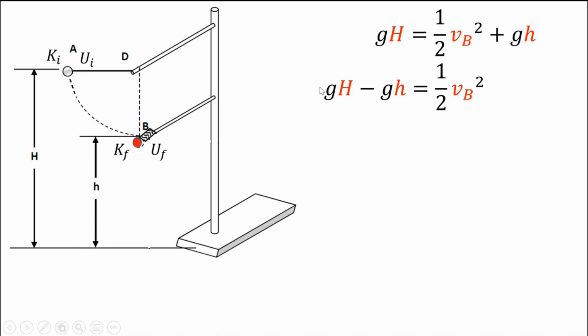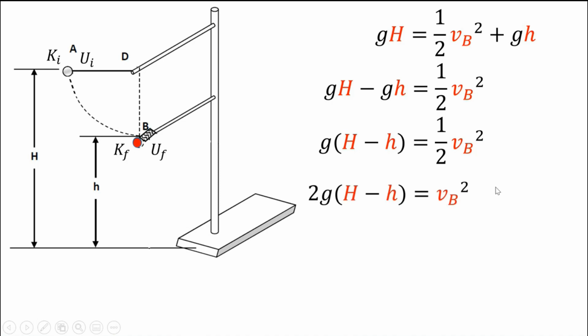And I can factor out the gravity, the acceleration due to gravity. So that is the acceleration due to gravity, open parenthesis, the big height minus small height, is equal to 1 half the velocity at point B squared. And to remove 1 half, I have to multiply both sides by 2. It will be like this.